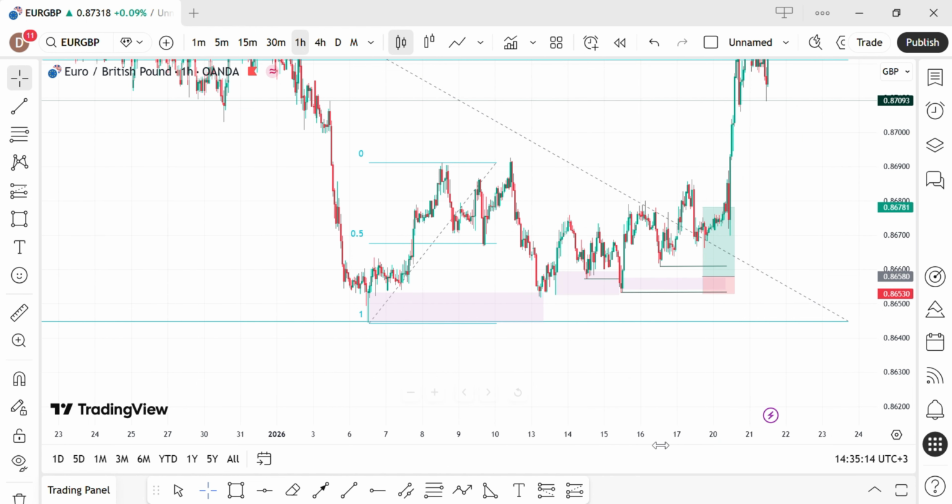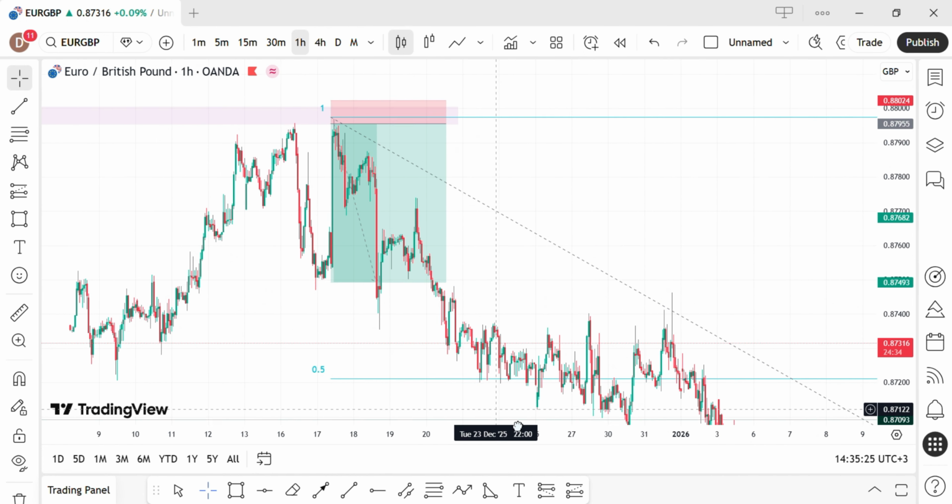So I did not take this trade. I waited for this. This is another strategy similar to this. It's called Quasimodo reversal. I will show you in another video. Let me show you another example. Let me show you these trades I took.